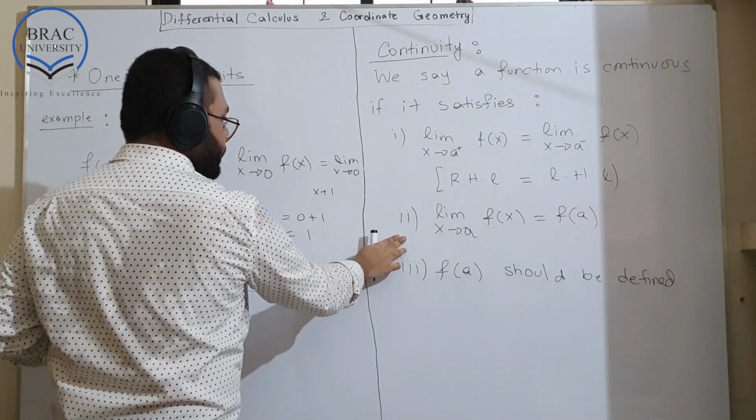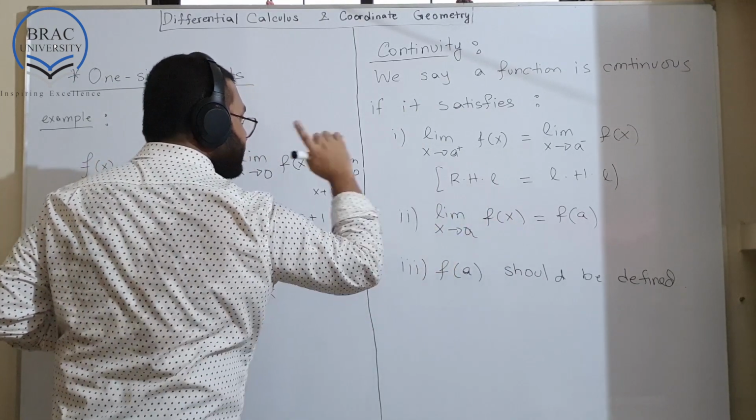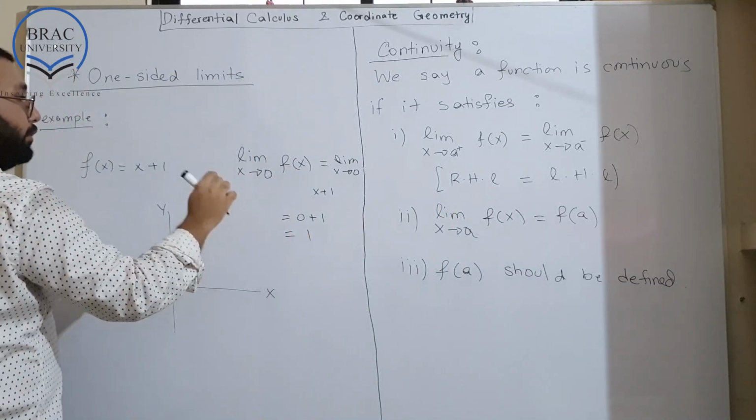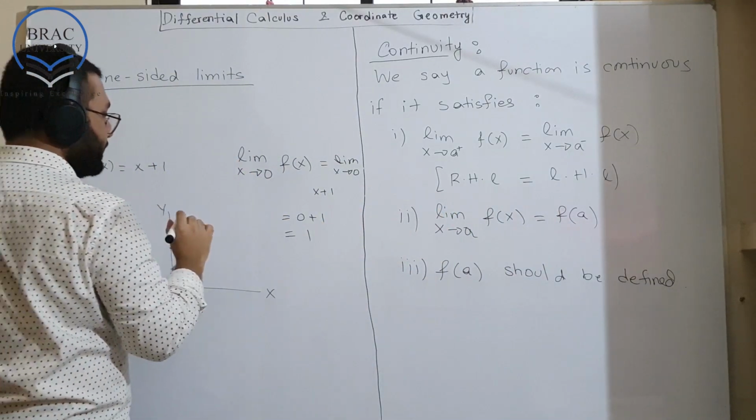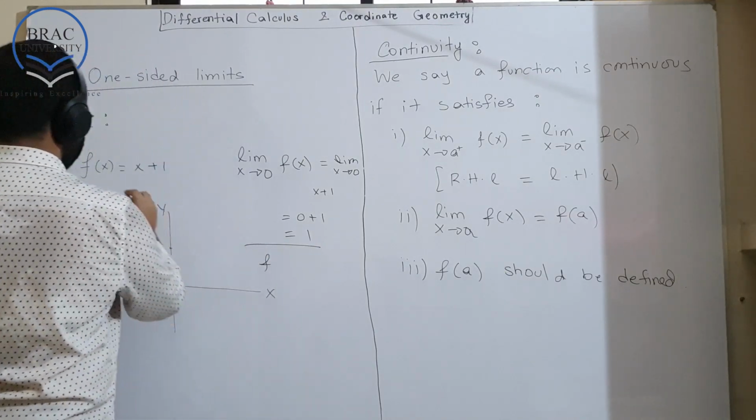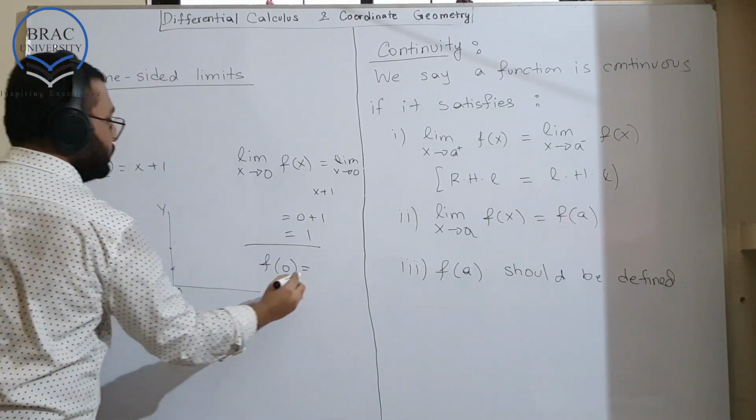The second condition tells us this limit should be the same when you plug in the value of a in the function f of x. What does that mean? This thing should be equal to f of 0, 0 plus 1.